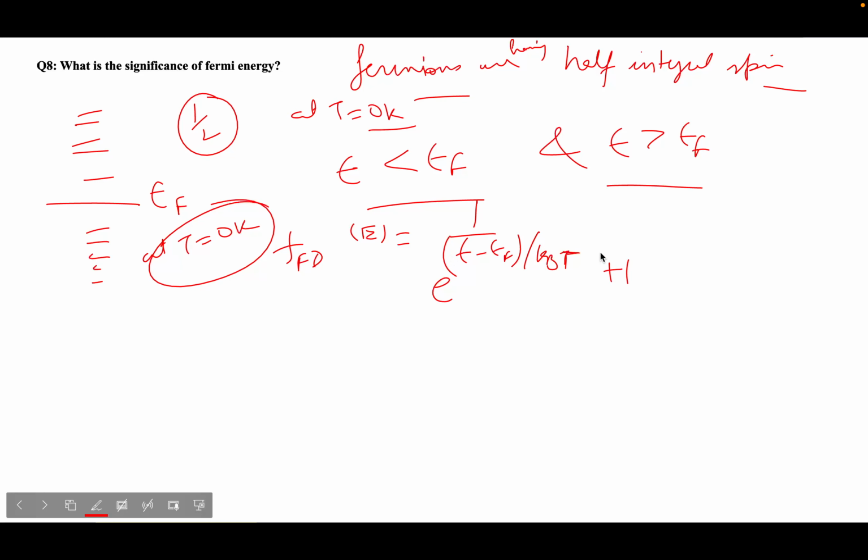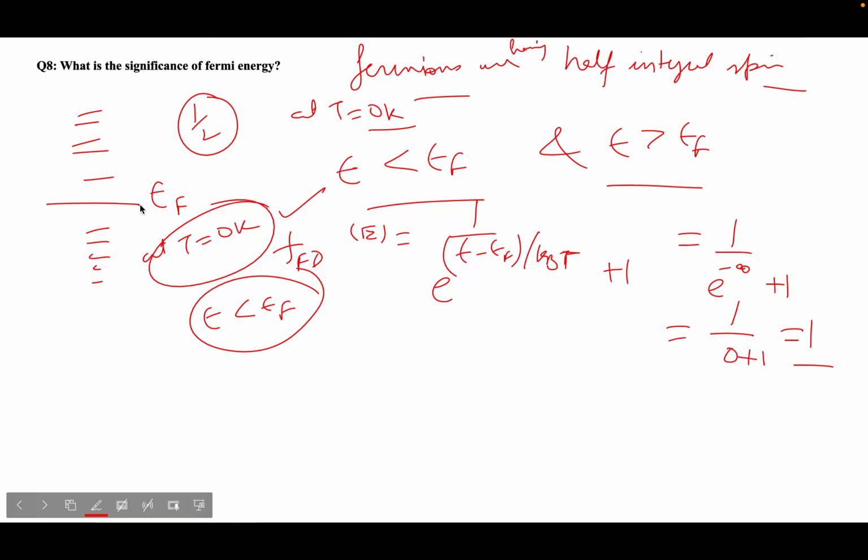So this is e to the power minus infinity plus 1. So e to the power minus infinity is nothing but 0. 0 plus 1, this is equal to 1. So what does this say? At 0 Kelvin and energy less than EF, so below the Fermi level, all the particles lie below the Fermi level. So this probability F of E is 1.